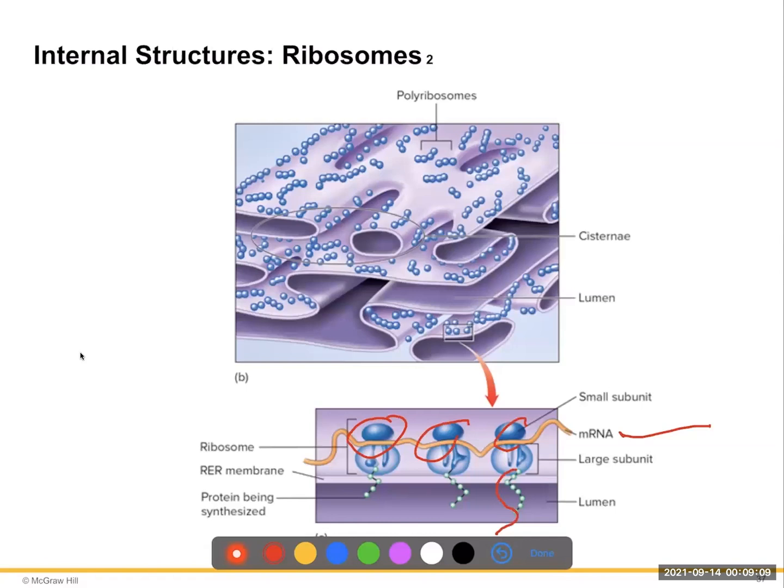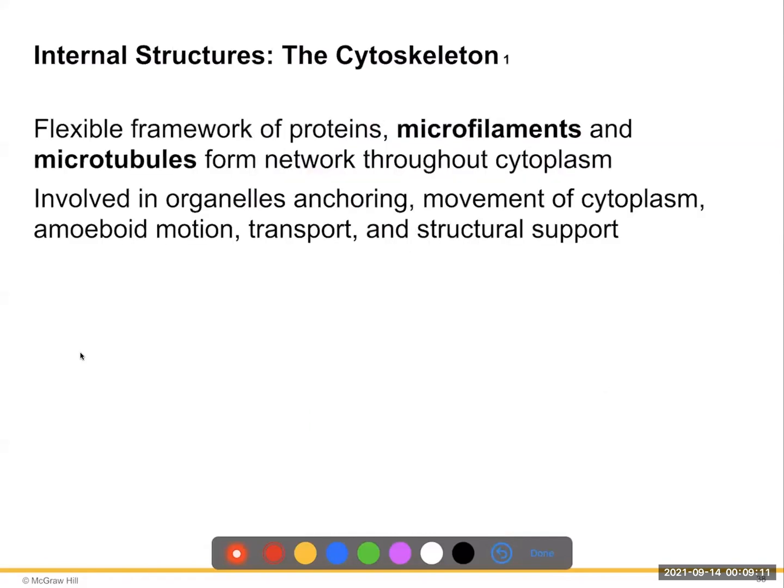The cytoskeleton is the inside of the cell. That's a flexible framework of the microfilaments and microtubules that form your network throughout your cytoplasm. It's involved in the organelles anchoring. And so it keeps them in place. Movement of the cytoplasm. Amoeboid motion, which means your cell moves by changing its shape. Transport and structural support. So they basically support the inside of the cell and support its shape.